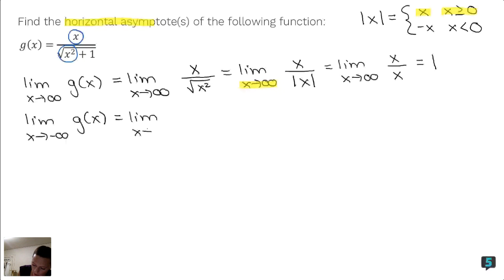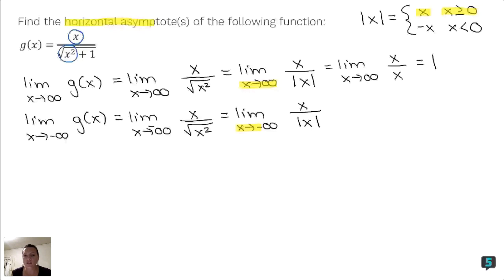So we are still going to use the approach that the square root of x squared, whoops, I forgot my negative there, is the absolute value of x. Here's why this becomes so important, because now as my x is approaching negative infinity, I am now using the other piece of my piecewise function from the absolute value of x, because negative x is the piece I use when x is less than 0.